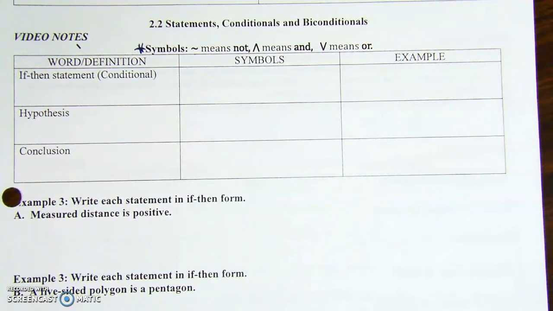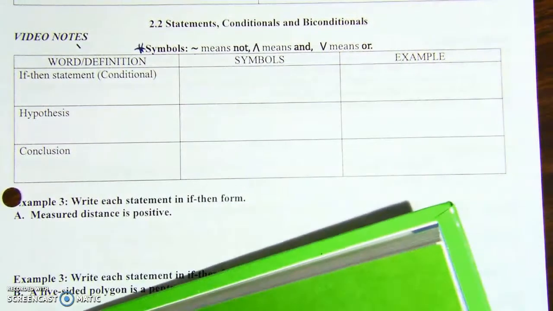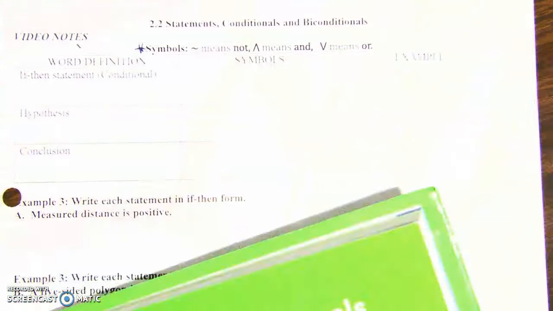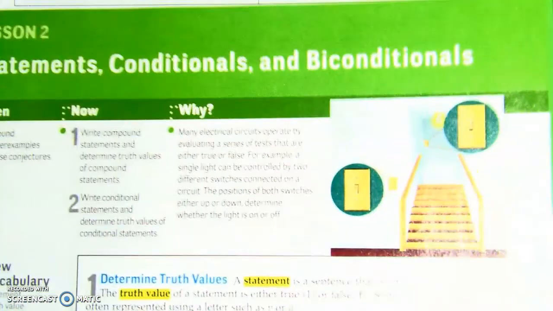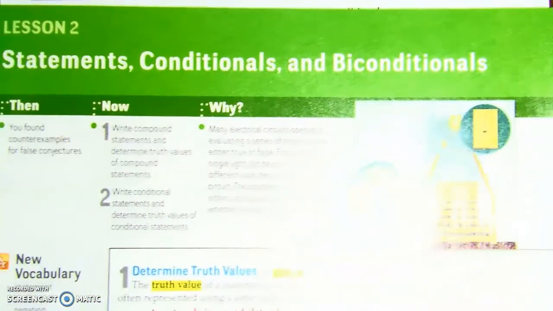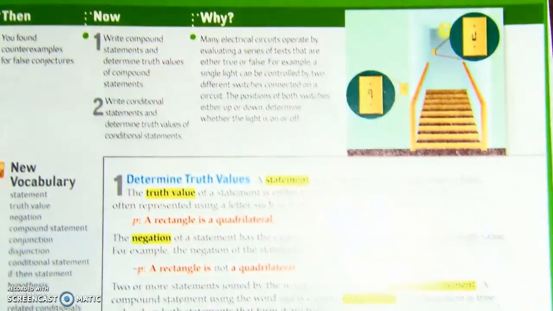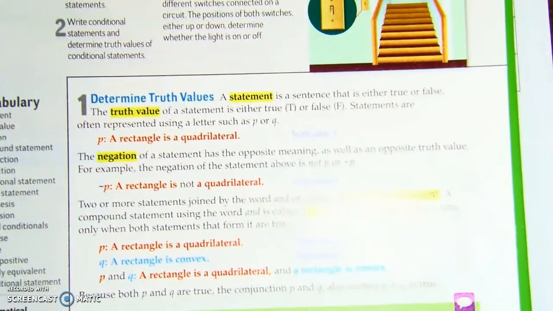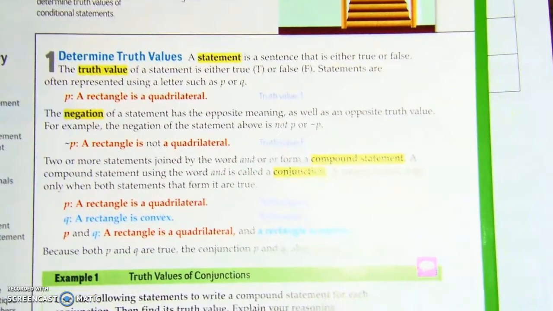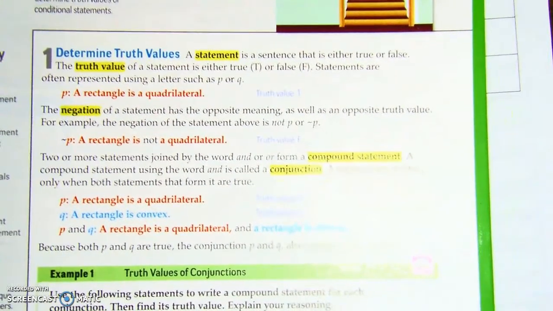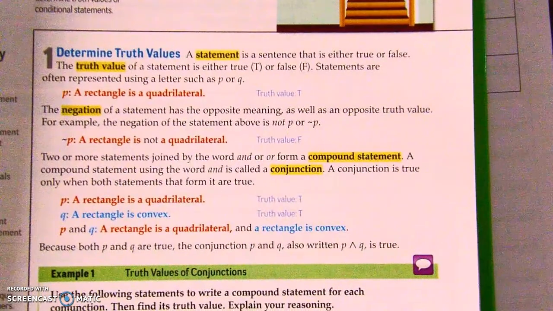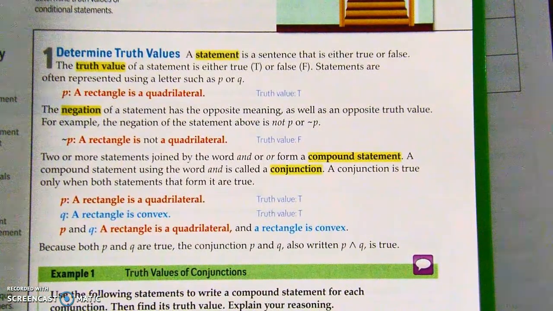Now, in section 2 of chapter 2, we need to talk about a couple things first, but we're going to be talking about what are called statements, conditionals, and biconditionals. In order to understand that a little better, we have to go through a lot of different definitions here, okay? So here it shows, I'm going to see if the light does a little better here. Oh, there we go. That's much better.